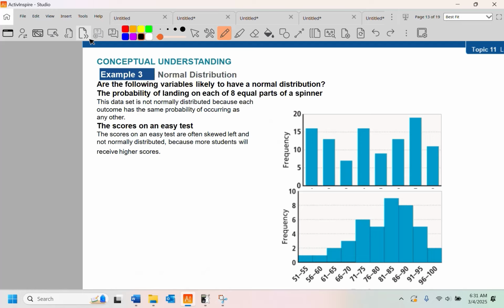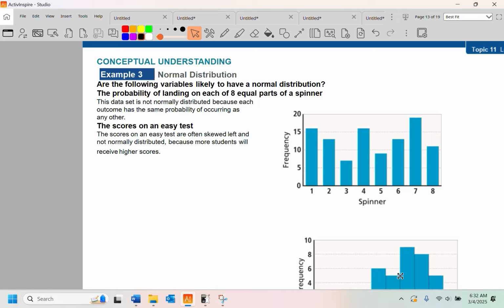All right, example 3, are the following variables likely to have a normal distribution? The questions, and I should have blanked some of this out, which I will in your notes. So pretend this isn't here. The probability of landing on each of 8 equal parts of a spinner. So what we have here is where somebody has gone ahead and done some things and plotted some points. The data is not normally distributed because each outcome has the same probability of happening. So this is a histogram that somebody has modeled for this, and they've run the experiment numerous times.